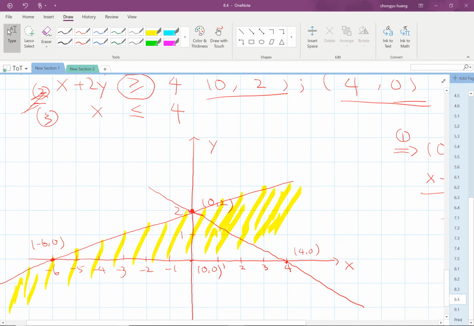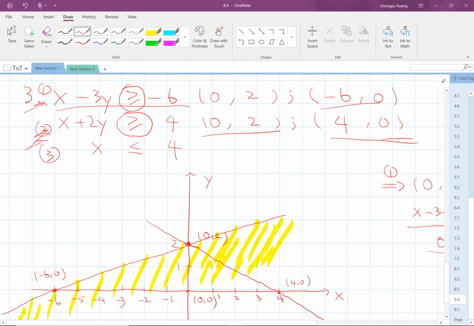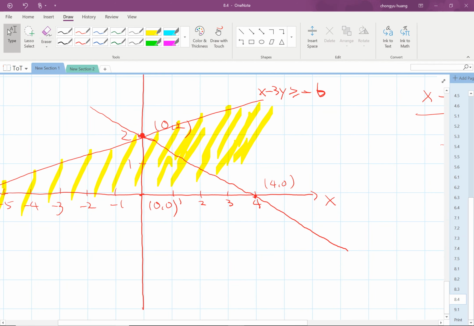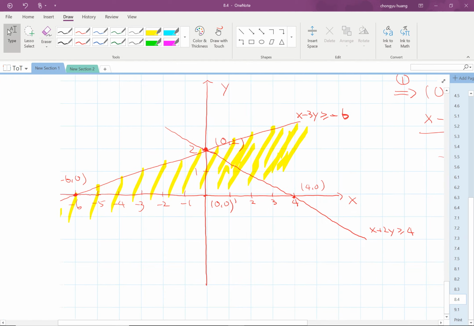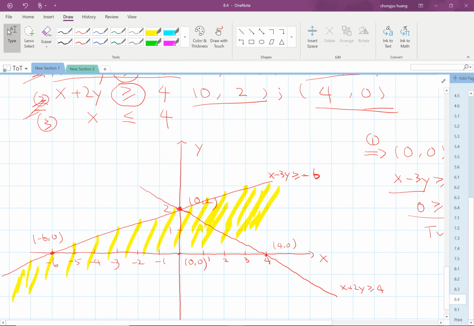Okay, I think I forgot something: to actually write down the equation. This line is the equation x minus 3y bigger than or equal to -6. And this line is x plus 2y bigger than or equal to 4. I don't have much space, so I'm just going to zoom in and write it down. For those two lines, you always have to write down the equations to identify them.